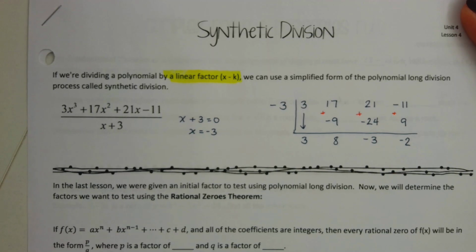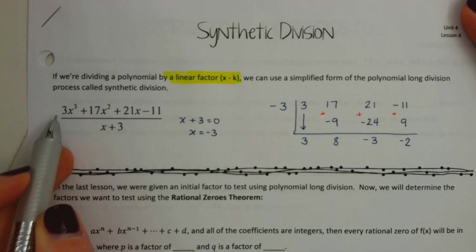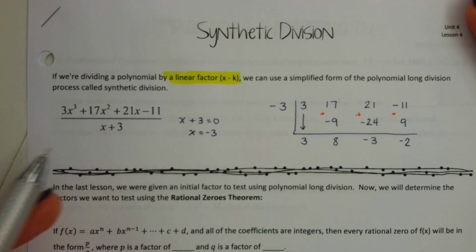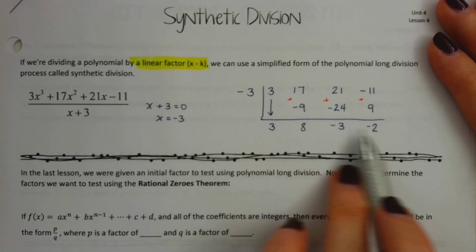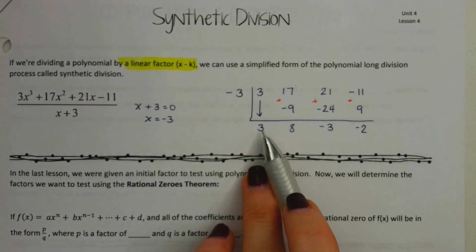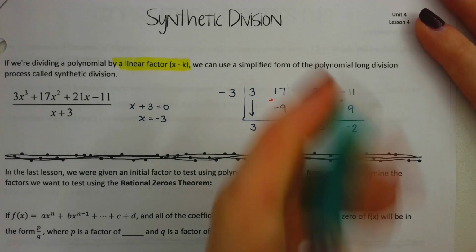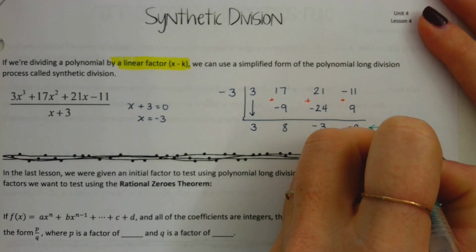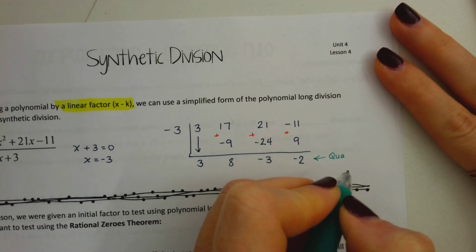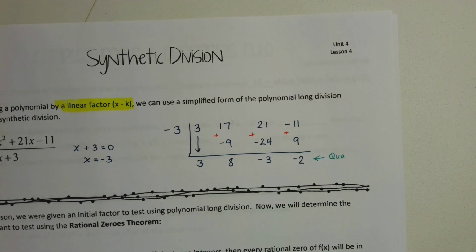So we started with a cubic function. Everybody see that? A third power, third degree function. And we divided by a linear factor. So these numbers down here no longer represent a cubic function. We took out a linear factor, so now these numbers actually represent a quadratic. All of these represent a quadratic, 1 degree smaller. I'm writing the word quadratic where it says the numbers on the bottom.